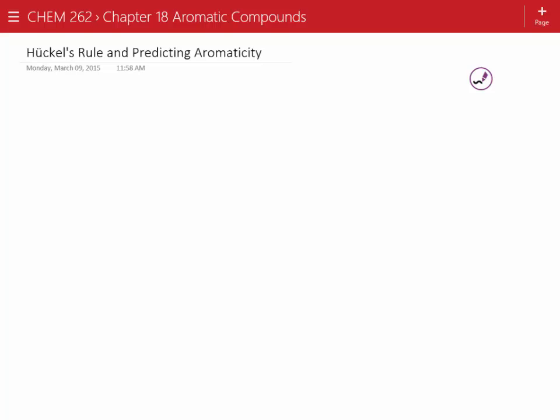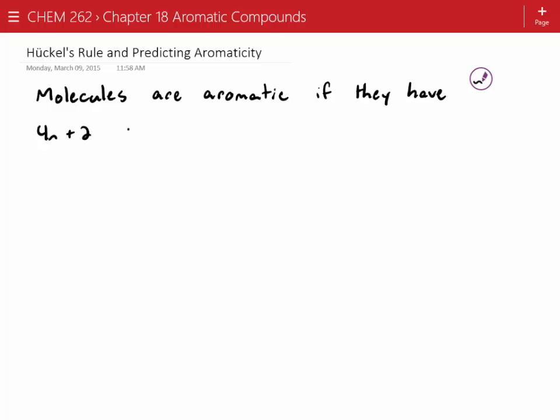All right, so the rule that he came up with was that molecules are aromatic if they have 4n plus 2 pi electrons in a planar, conjugated ring system.